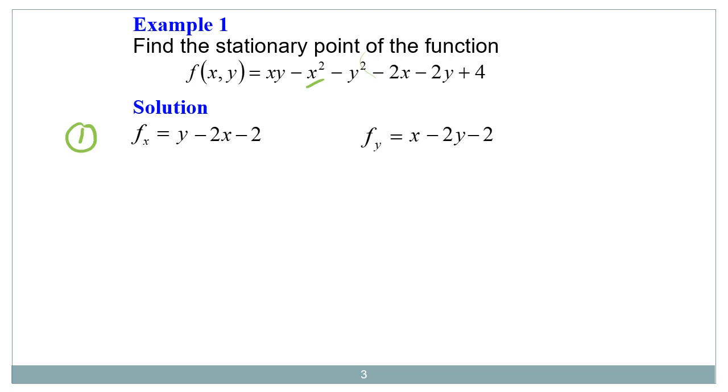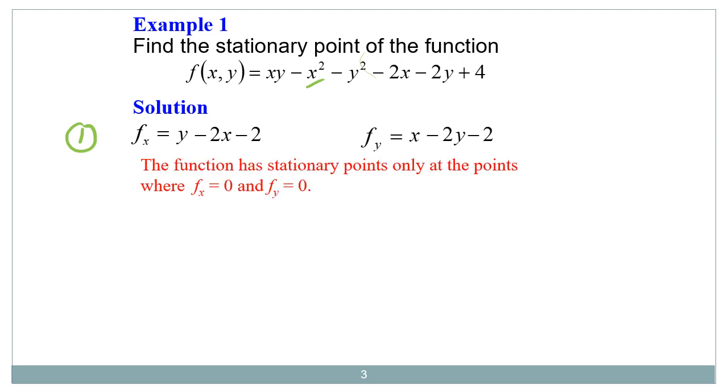So now we have f sub x and f sub y. To solve for the point, we need to let both f sub x and f sub y equal to 0. So it will be y minus 2x minus 2, the f sub x, equal to 0.